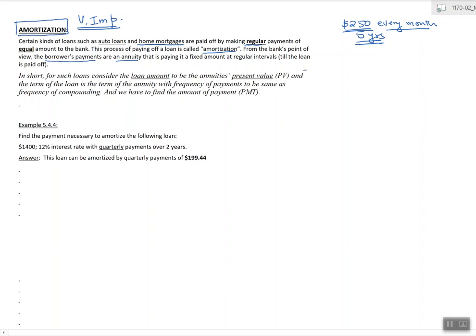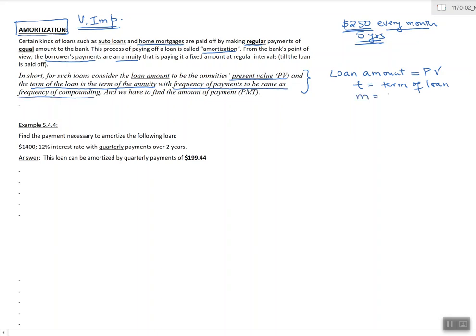So, how is this problem set up? In short, for such loans, consider the loan amount to be the annuity's present value. So whatever is the loan amount is actually equal to the present value of your annuity, and the term of the loan is the term of the annuity. So T is how long the loan is for, and the frequency of payments is the same as the frequency of compounding.